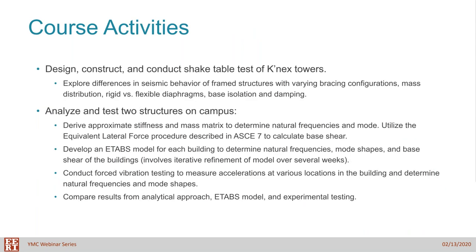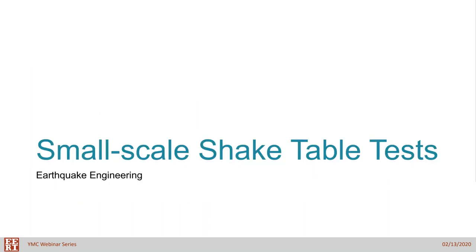There are two major activities in this class. One is conducting shake table testing of K'Nex towers, which is very small scale. Many universities have access to the Quonset shake table, or as Diane pointed out, you can make one out of PVC pipe and dowels. The other activity is actually shaking full-scale buildings on campus. I'll introduce both of those to you.